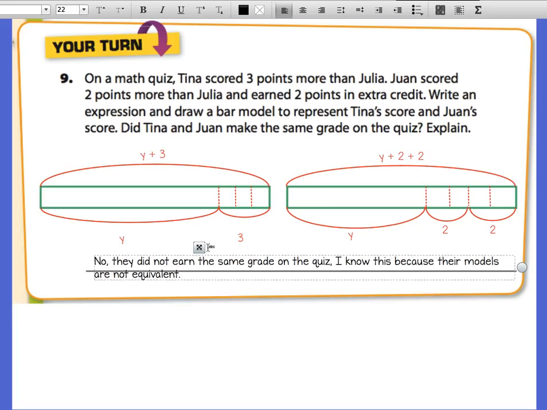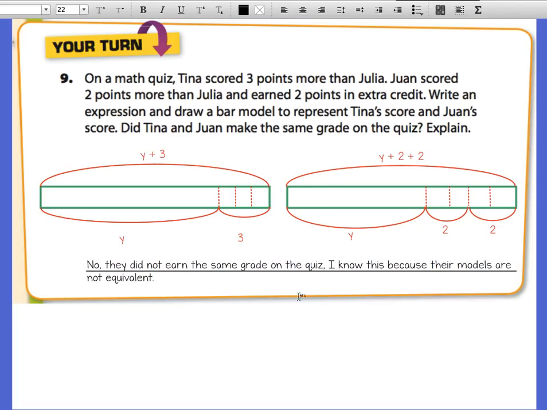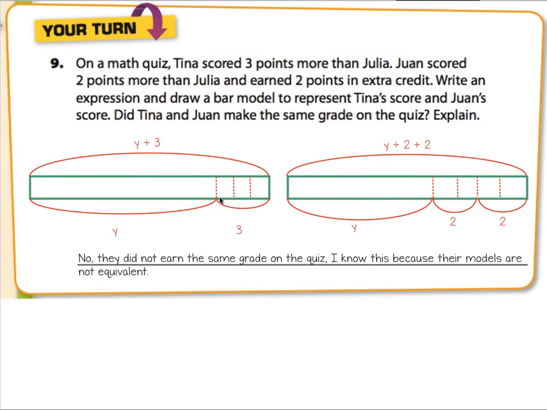And that's all we're looking for right now. We're not looking to dig any deeper into it. We're just looking at the models and saying, do their models look the same? Yes or no? No, they don't, so they're not equivalent. And yes, I understand that we can look at this and go, hey, 2 and 2 is 4, so this should be y plus 4. Agreed, and this would still be 4 boxes, but we're really focusing on how the model matches the problem.